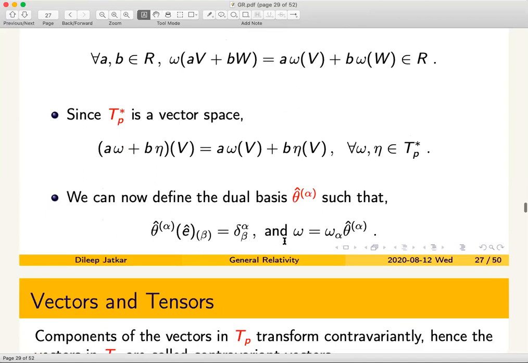A generic one form or generic dual vector can be written as omega alpha theta hat alpha, exactly the way the vector V was written as V alpha E hat alpha. Similarly, the dual vector is written as omega alpha theta hat alpha.